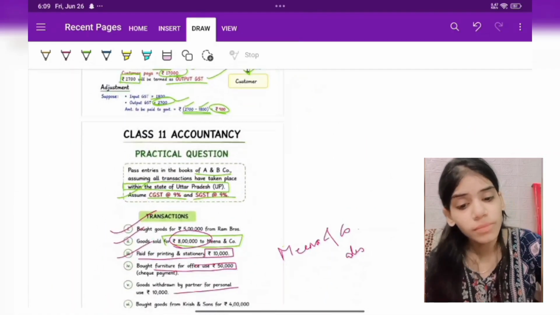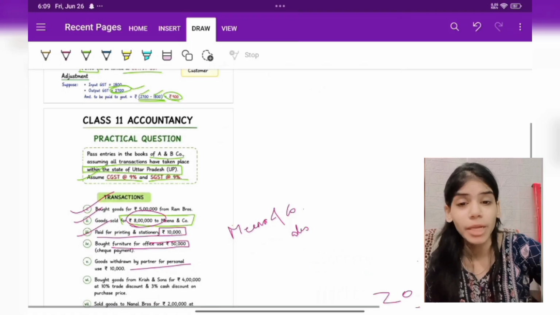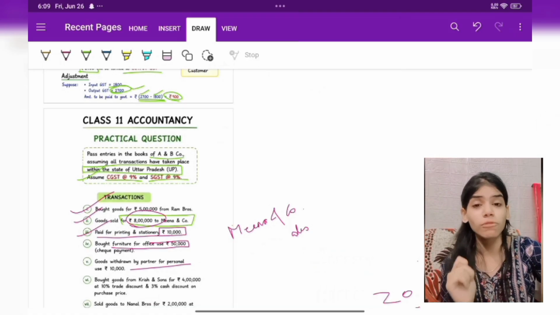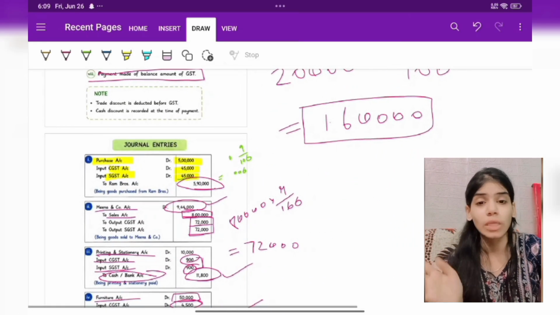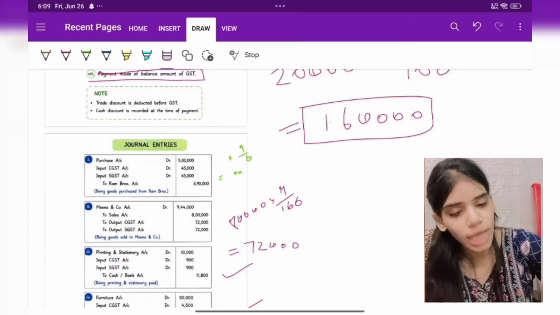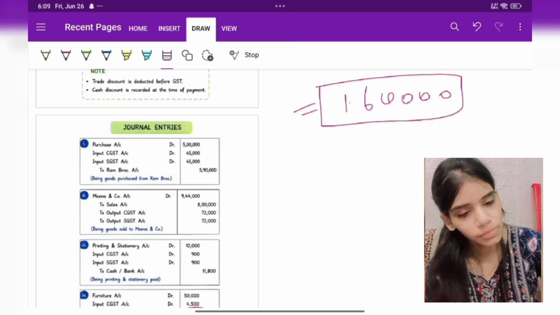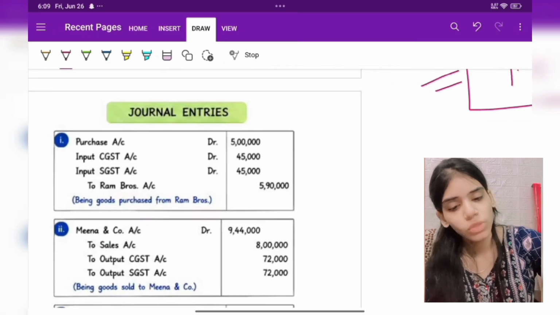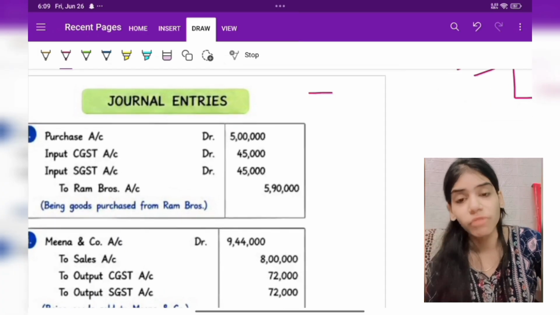Last entry, in the last entry they are saying A and B company to make the final payment of GST. Now the question is, how will we calculate this final payment of GST that has to be made by A and company to the government? Now see all the transactions that we did. Okay, so coming on the transactions, we have to only focus on the GST amounts. Okay, so coming on the first transaction, the amount of input CGST is 45,000.